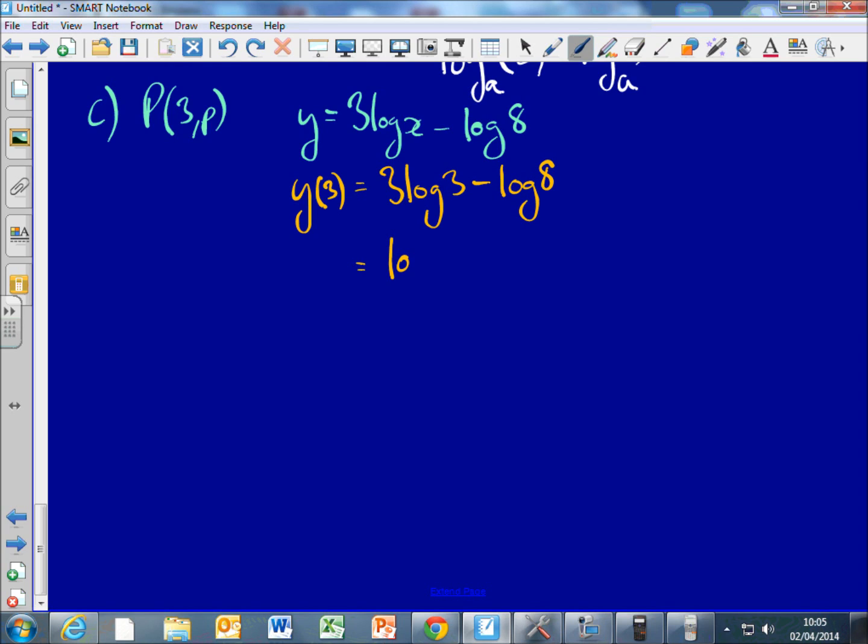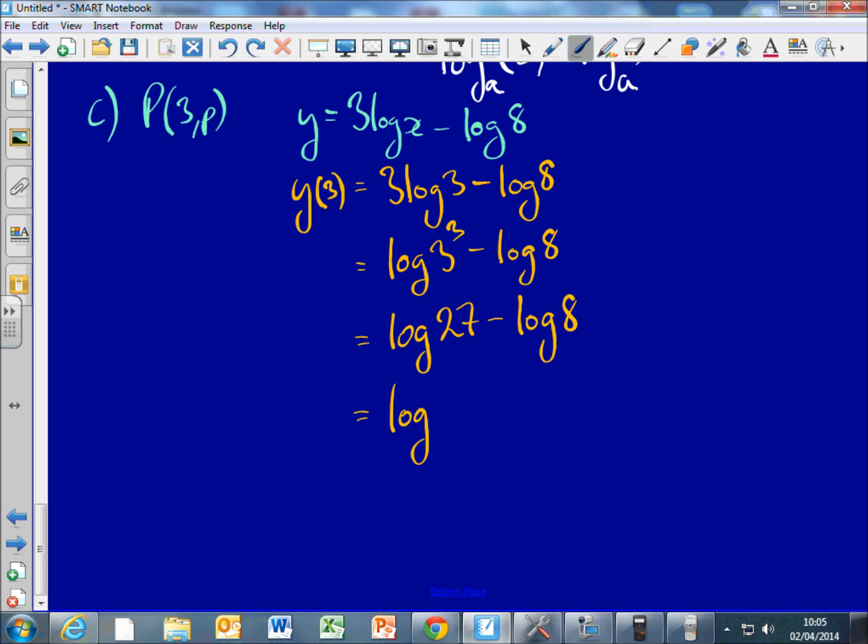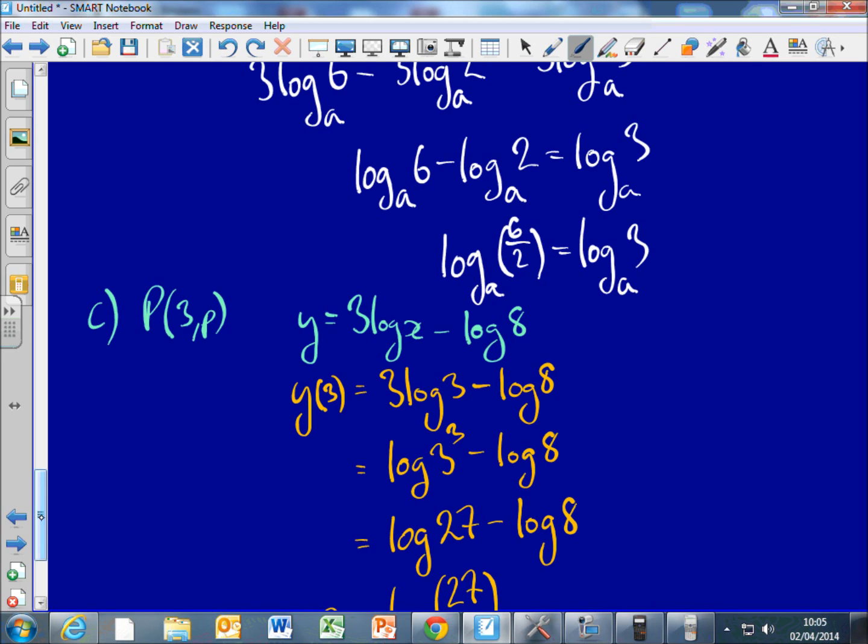which gives me log 3 to the power of 3 minus log 8, which gives me log 27 minus log 8, which gives me log of 27 over 8 by putting those logs together. Can you see that? So that's what p equals. So we prove that bit. Is that okay? Okay, and then part C part 2, just do that.